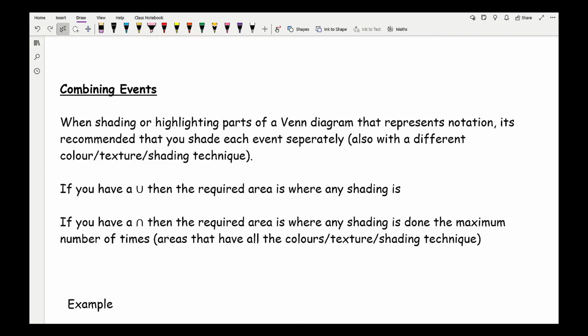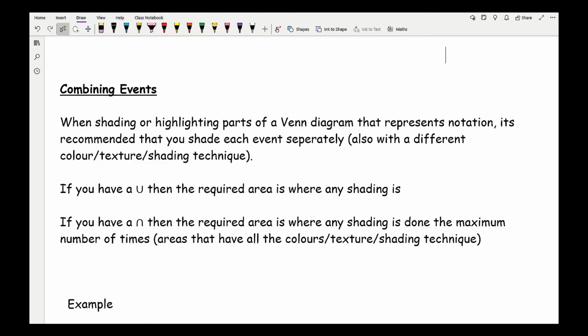Now, one thing I do have to advise you is that in a formal exam you should be using either black ink or blue ink. Obviously pencil markings are required for diagrams, but any forms of colours, like coloured pens or coloured pencil crayons, are not necessarily going to come up in the scanning of your paper. So just be aware, make sure that you are highlighting the main areas in a pen or colour that is going to be required from the exam paper. Now, if you have an or symbol, then the required area is where any shading is.